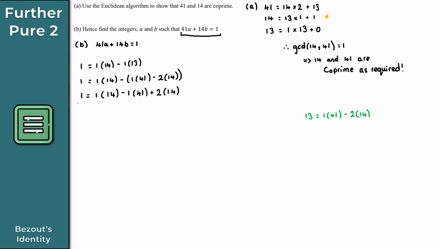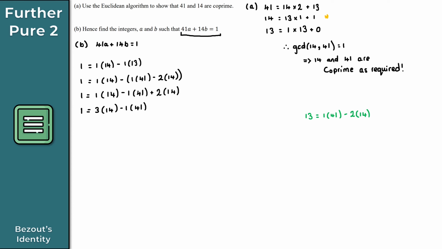So what I've got here is this line. And as we just said, let's simplify. Okay. So I've got 1 lot of 14 plus 2 lots of 14. So that's 3 lots of 14. So 1 is equal to 3 lots of 14 minus 1 lot of 41. Perfect. And once we obtain this, we've finished the question. Once we obtain something of this form, 41 times A plus 14 times B is equal to 1, we've completed the question.